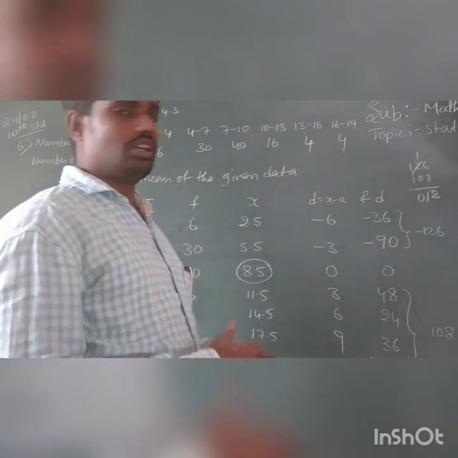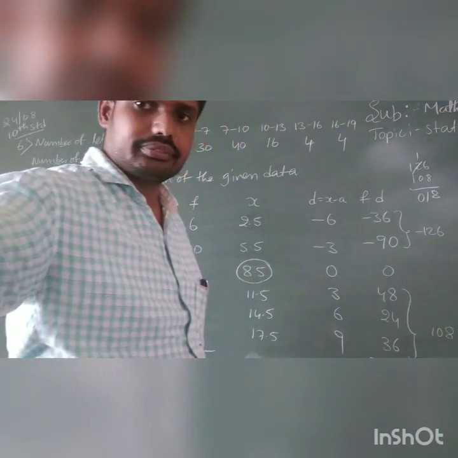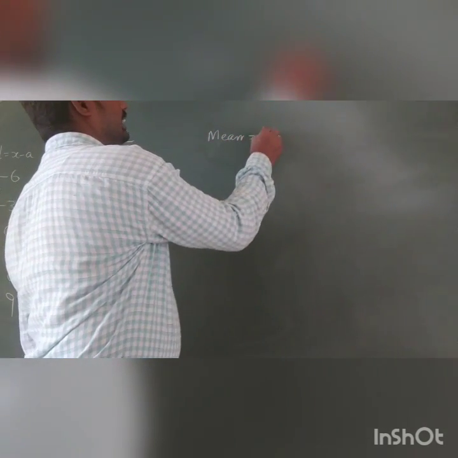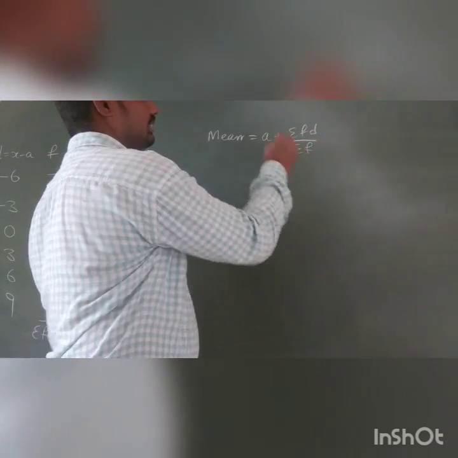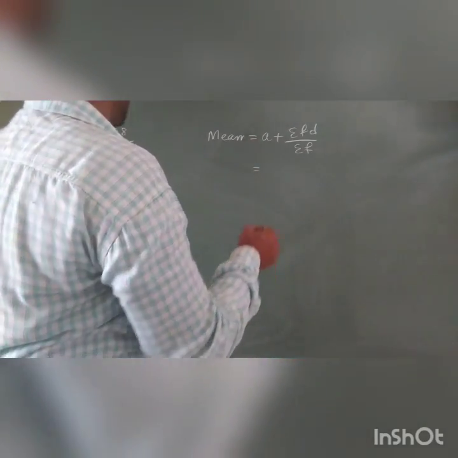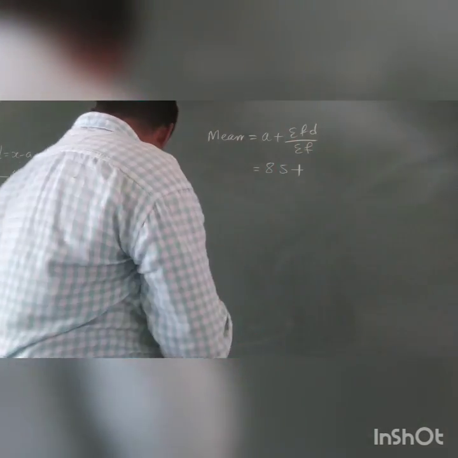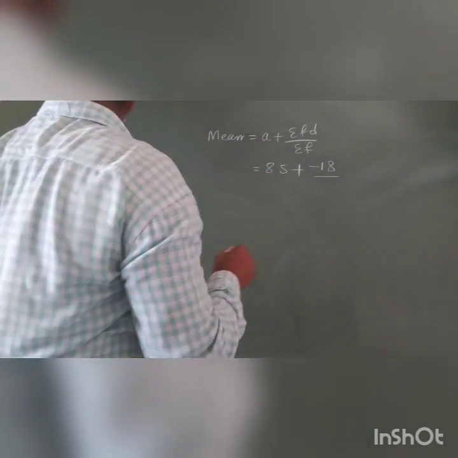Okay, next going to use the formula and find the mean of the data. What is the formula for finding the mean? Mean is equal to A plus sigma fd by sigma f. This is the formula using assumed mean method. Now substitute the value. Value of A is 8.5. Value of sigma fd is minus 18. Value of sigma f is 100.